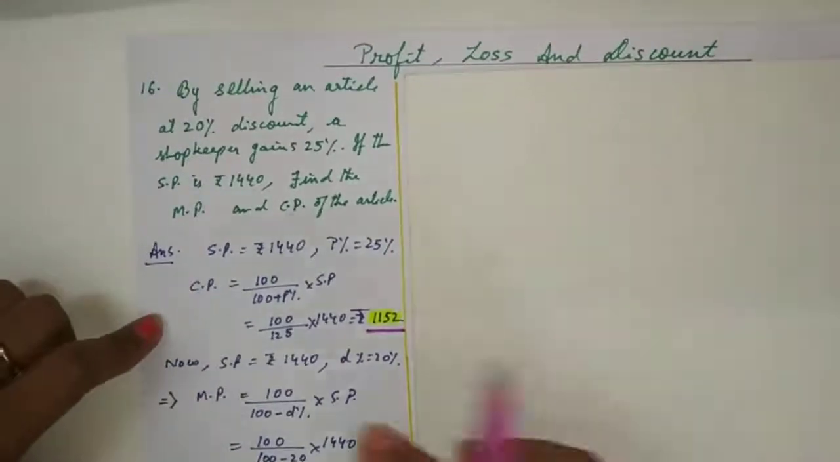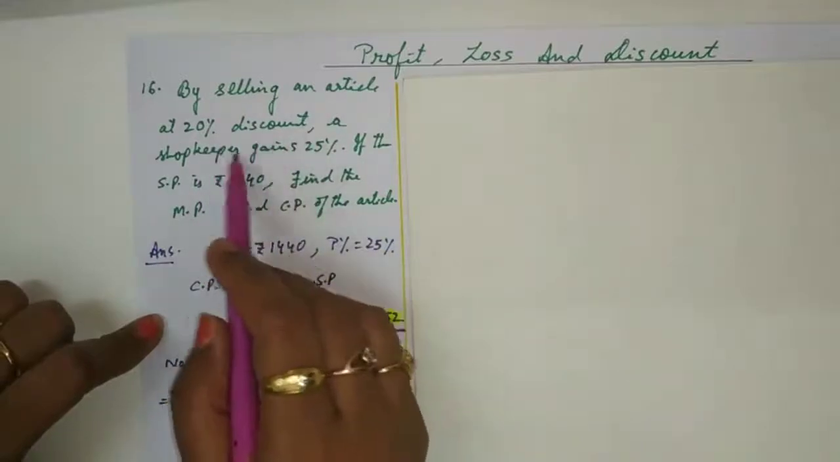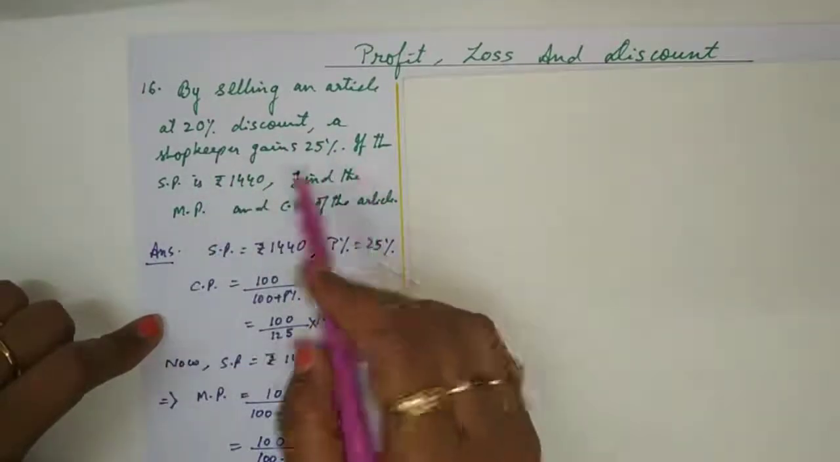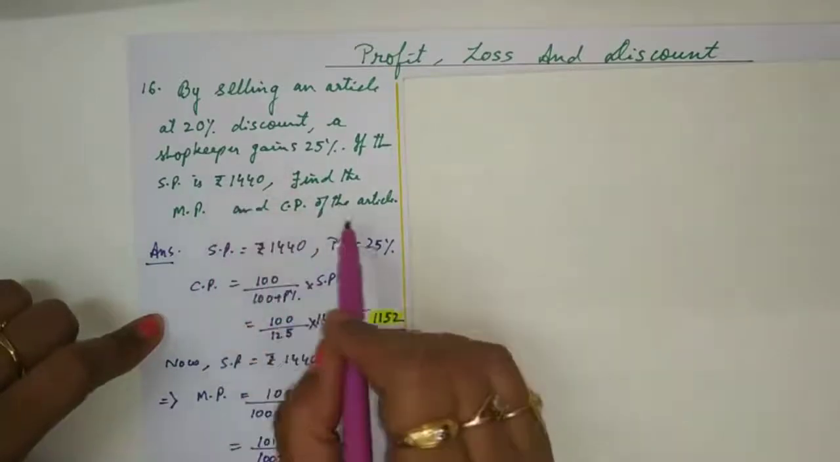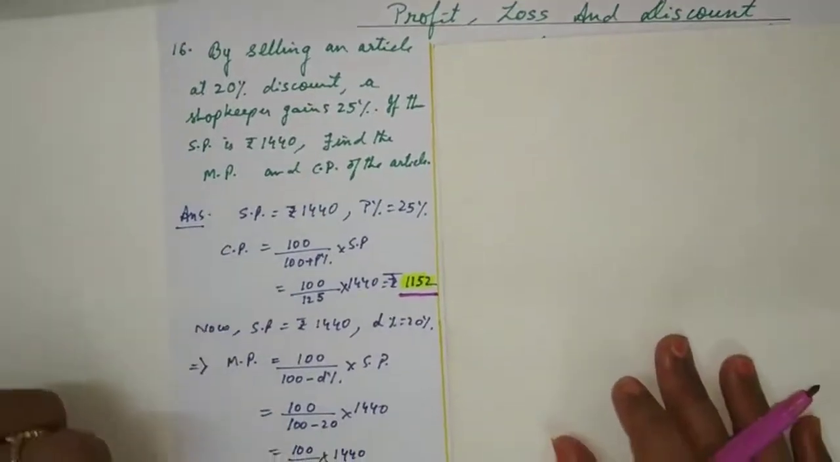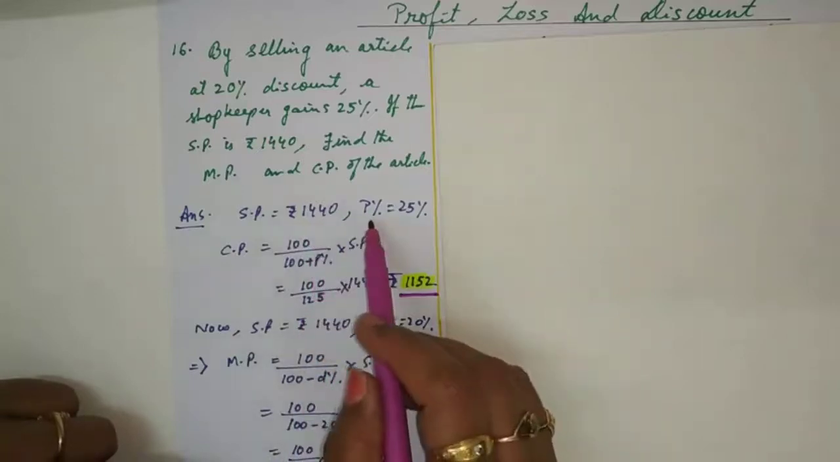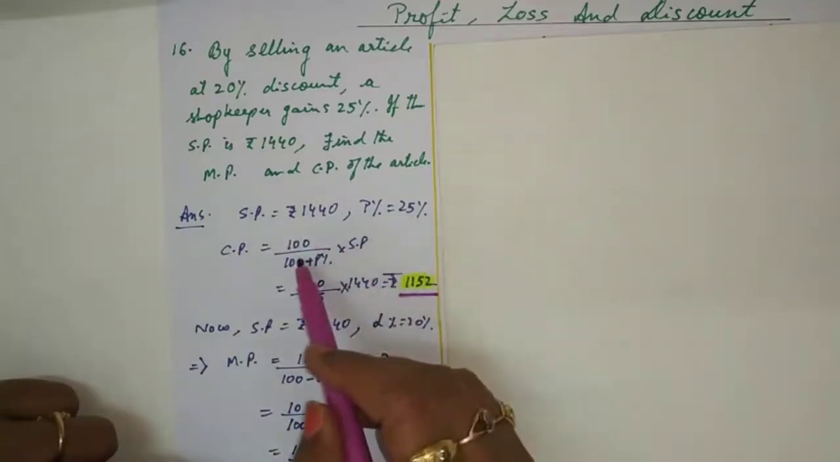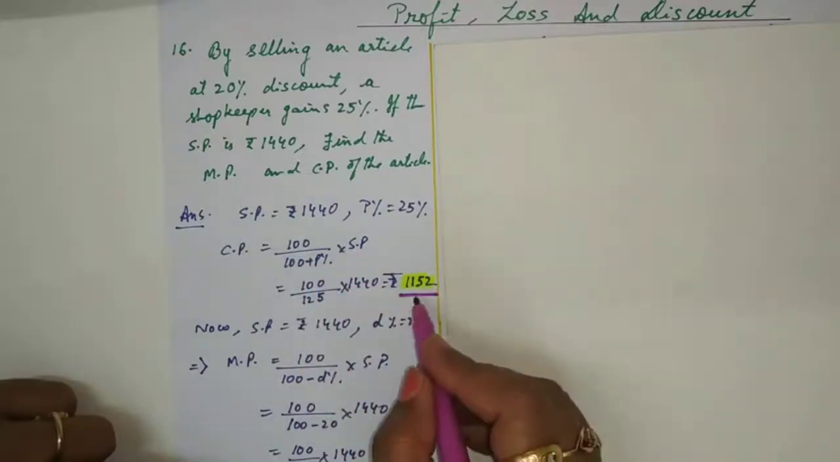Now the next type of question. By selling an article at 20% discount, a shopkeeper gains 25%. If the selling price is 1,440, find the mark price and the cost price of the article. These are all direct formula based questions. So I have just written down selling price given, profit percent given. We know now the formula of CP. We wrote the formula, substitute, and the answer.